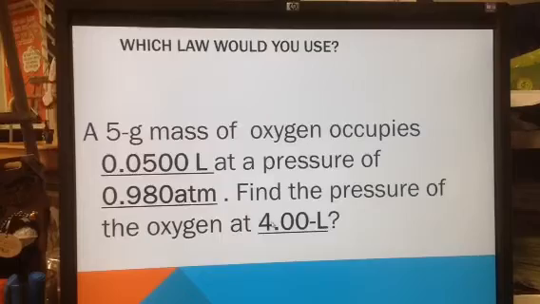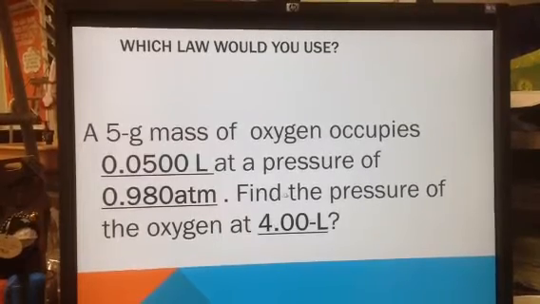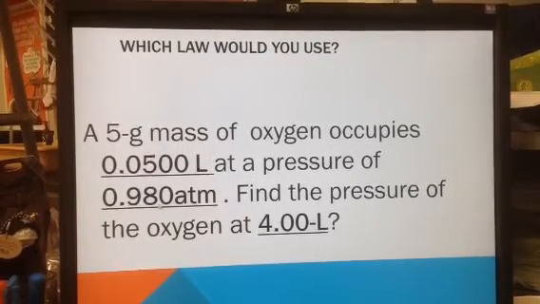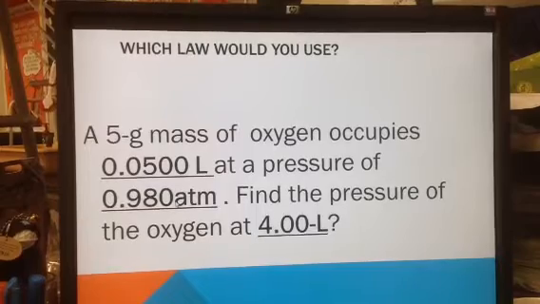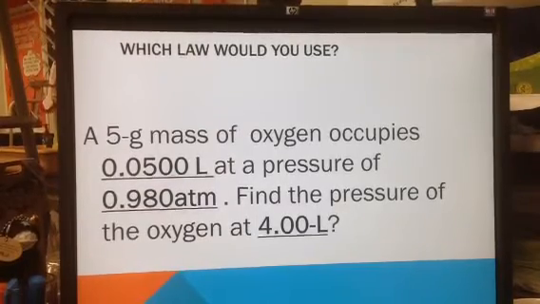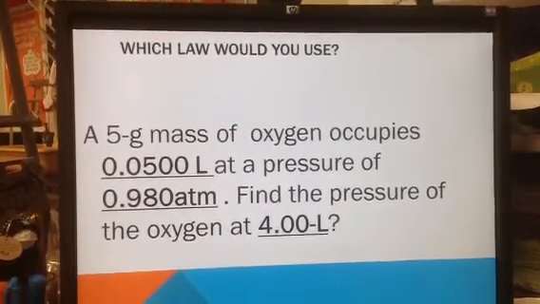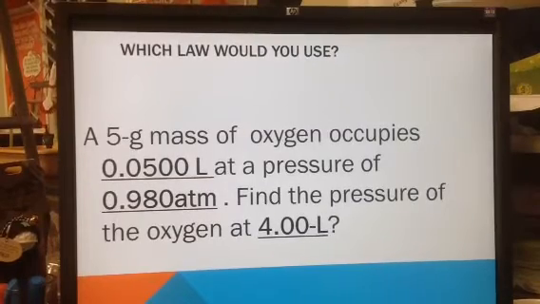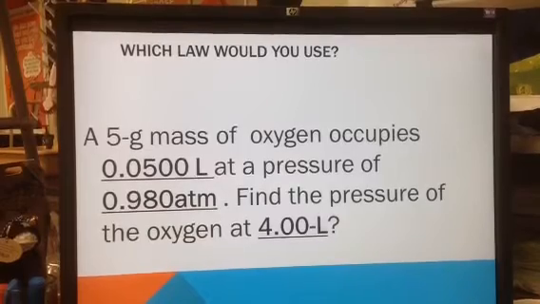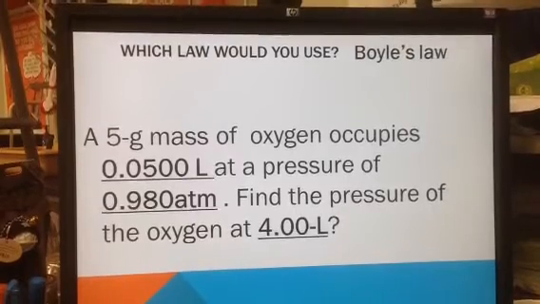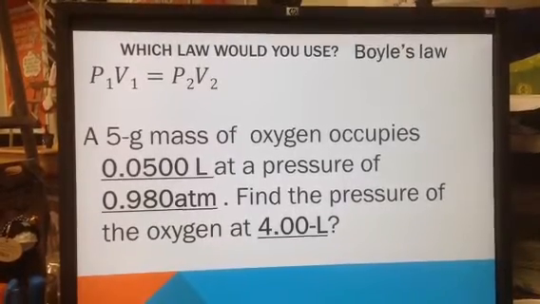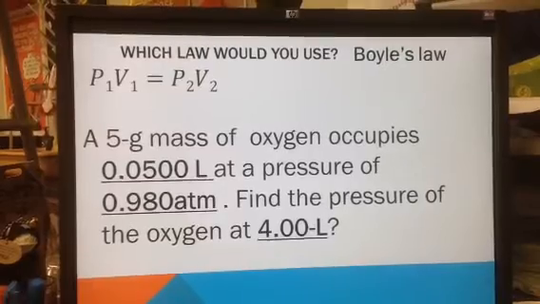It gives me those two numbers. And it's asking me, what's a new pressure if my pressure started at 0.98 atms? That means I've only got a volume and a pressure. If you only have a volume and a pressure, that's PV equals PV. That's Boyle's law. PV equals PV would be the equation that I would use.